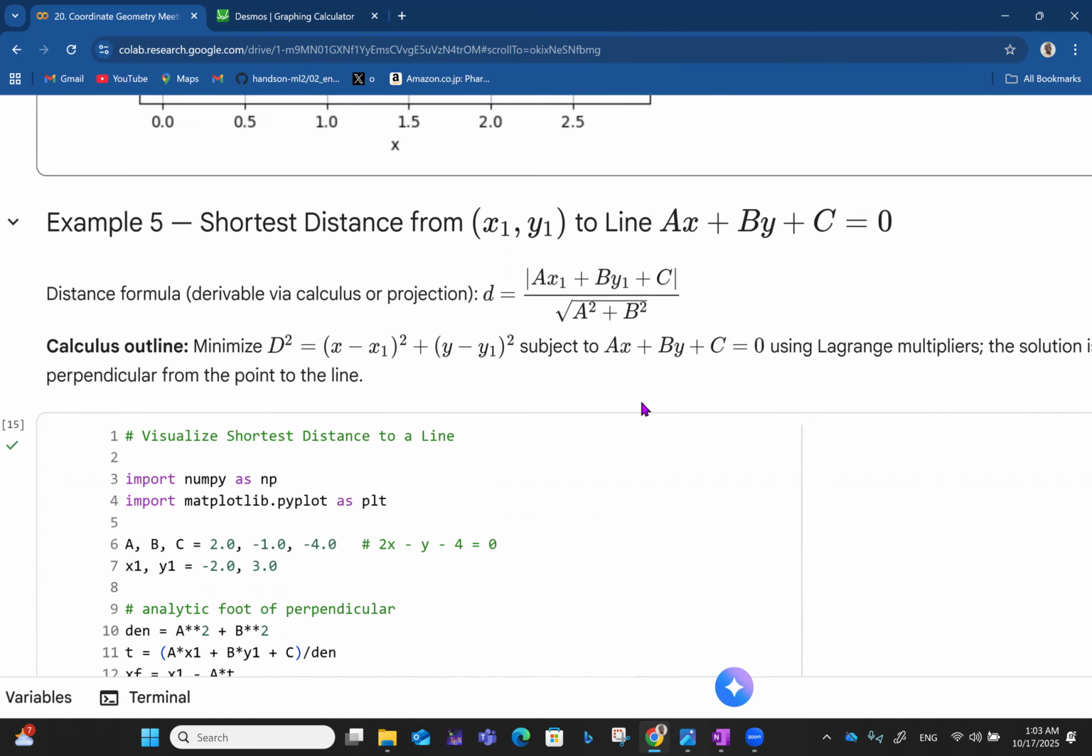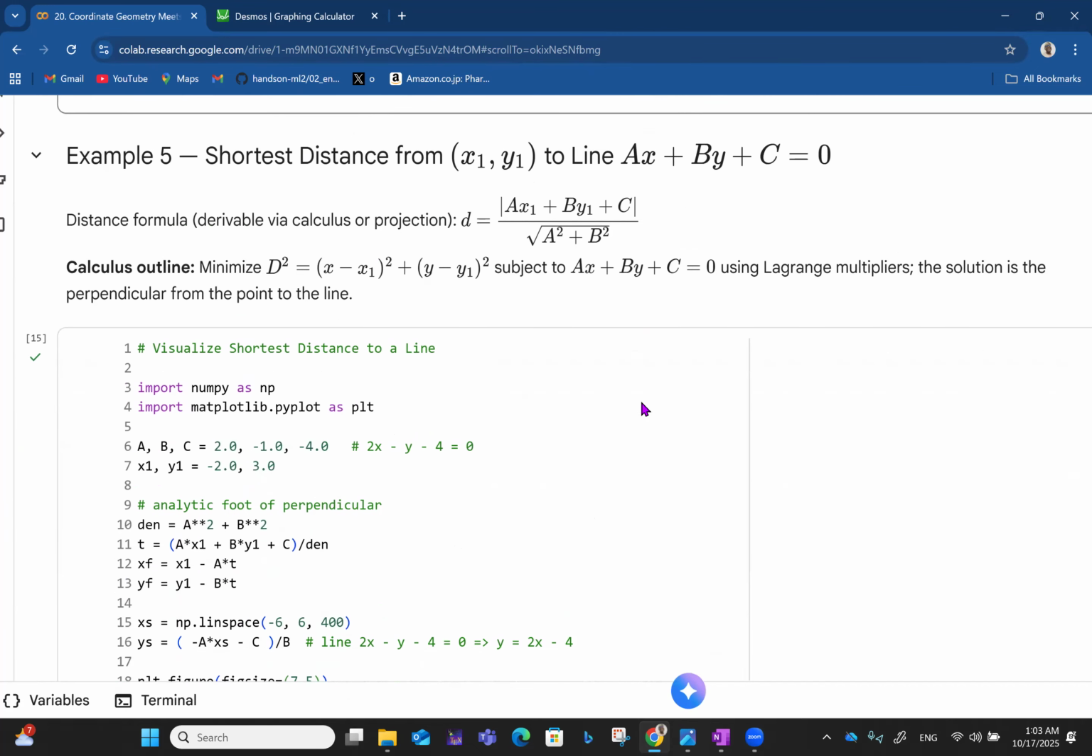Okay, let's talk about shortest distance from x1, y1 to line ax plus by plus c. So shortest distance from a point to a line, that's basically what that is about. So distance formula, it is derivable via calculus of projection. We have d to be absolute value of ax plus by plus c, all over square root of a squared plus b squared. Now we came across something like this when we were talking about the locus of points always equidistant from two intersecting lines, something like that.